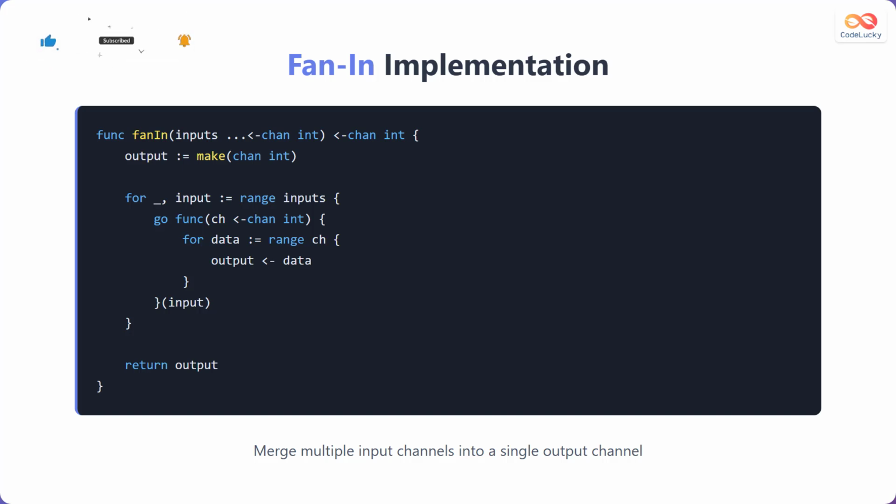For each input channel, we launch a new goroutine that ranges over the channel. For each data received from the channel, it sends the data to the output channel. Finally, the function returns the output channel, which combines the results from all the input channels.